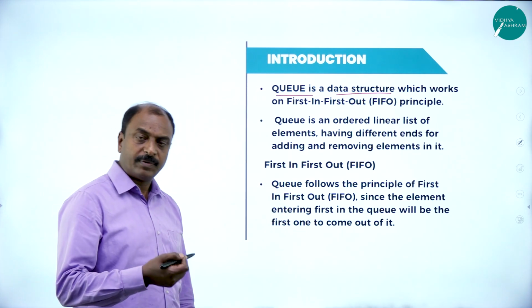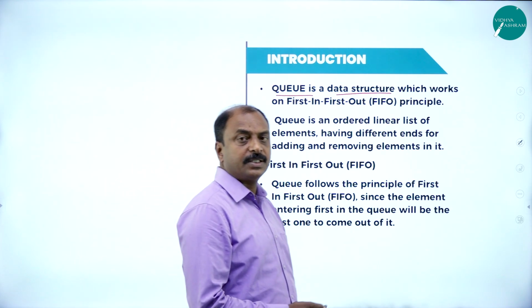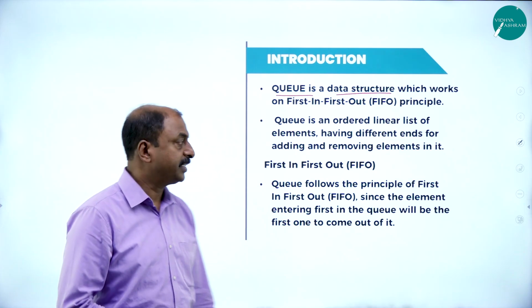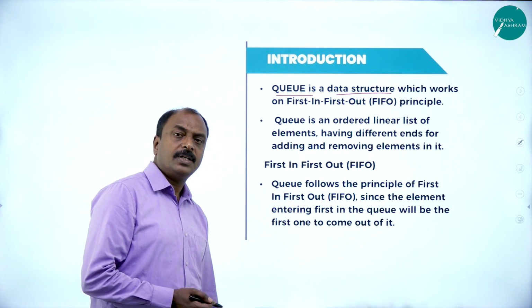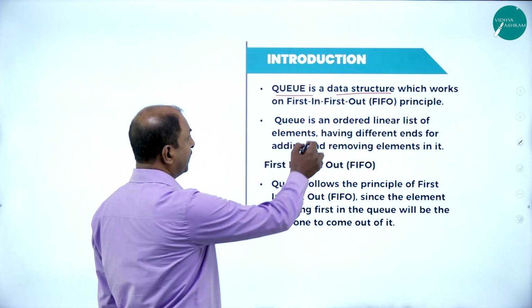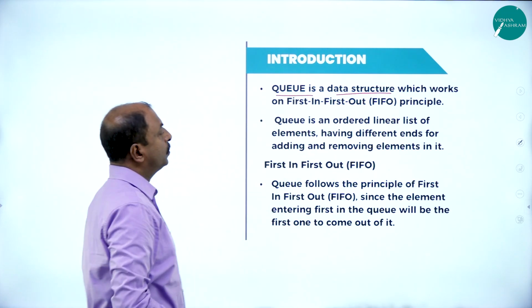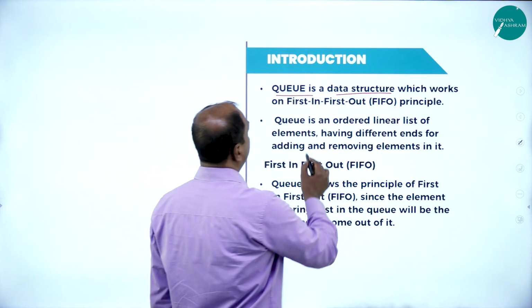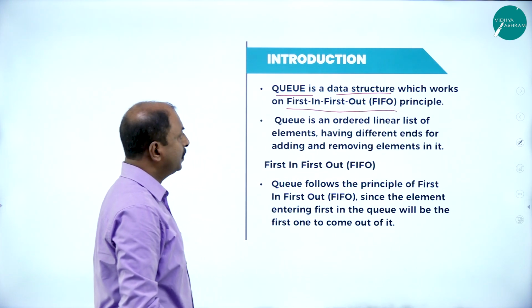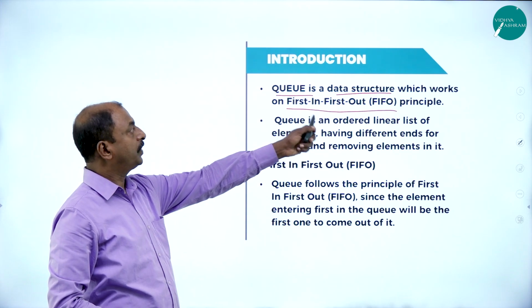And we have learned as an example stack and queue. Stack and queue are examples for data structure. In the previous chapter, we had discussed stack. Now let us discuss one more data structure, queue. So queue is a data structure which works on the first in, first out principle. That is the definition of queue here.